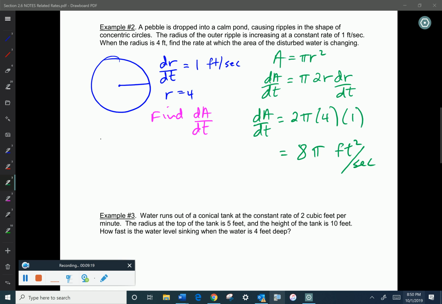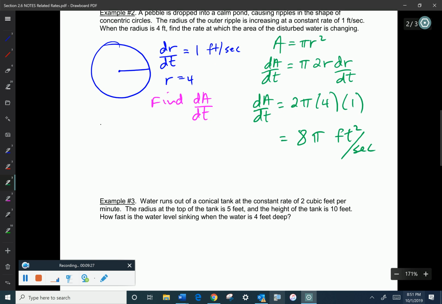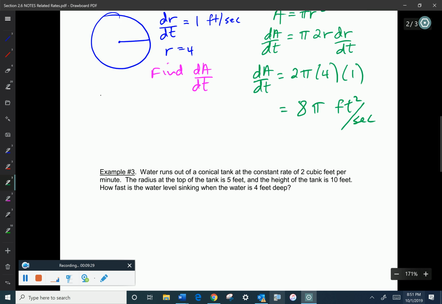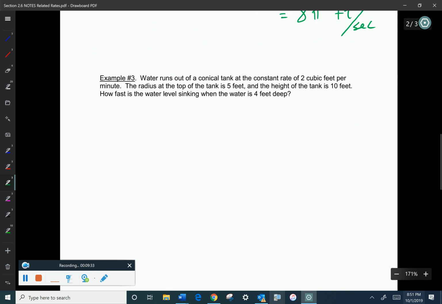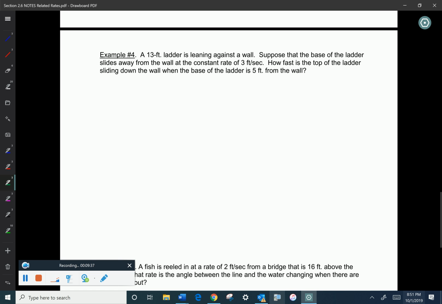Okay, let's do another example. We normally spend 2 days on this rate of change concept, and usually problems like example 3 come in on the second day, so I'm going to do that example last and go on to example 4. I know this one comes in, I think, on both days.